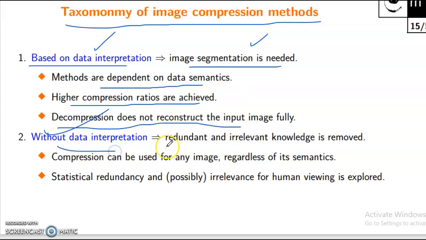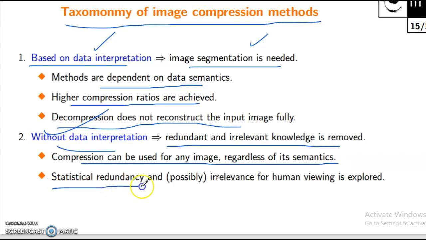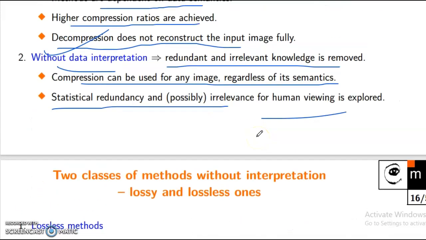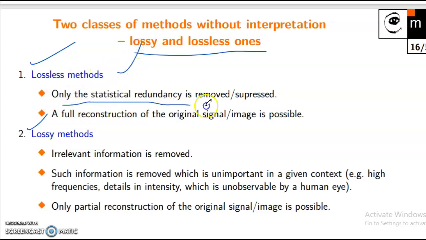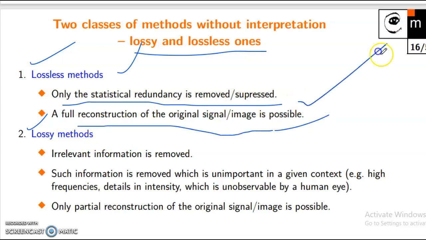Without data interpretation, redundant and irrelevant knowledge is removed. Compression can be used for any image regardless of its semantics. Statistical redundancy and possibly irrelevance for human viewing are explored. Two classes of methods without interpretation: lossy and lossless ones. In lossless methods, only the statistical redundancy is suppressed. A full reconstruction of the original signal or image is possible.